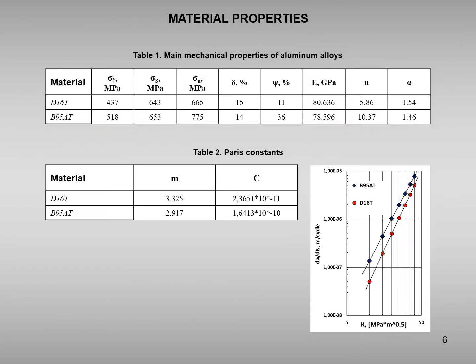The first step of experimental study was a determination of the main mechanical properties of considered alloys. Obtained main elastic and elastic-plastic mechanical properties are listed in Table 1. The Paris constants for all alloys are presented in Table 2. You can see that B95AT alloy has higher mechanical properties with reduced fracture resistance properties.